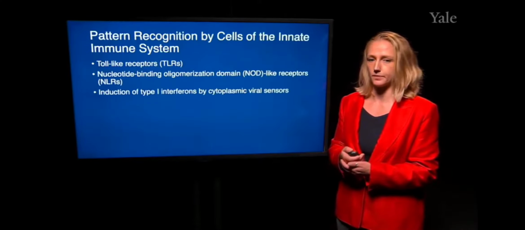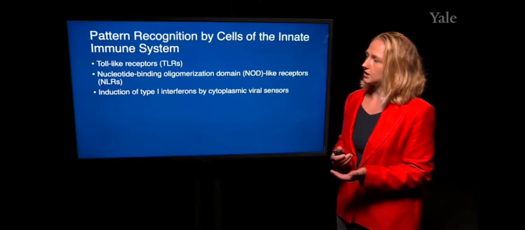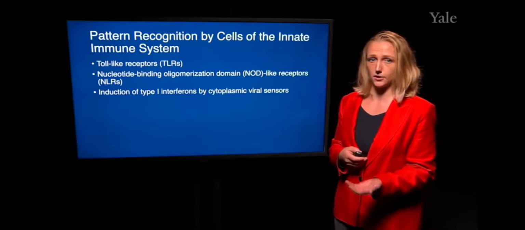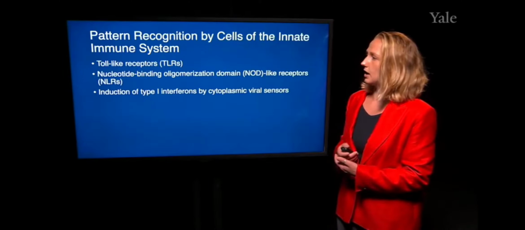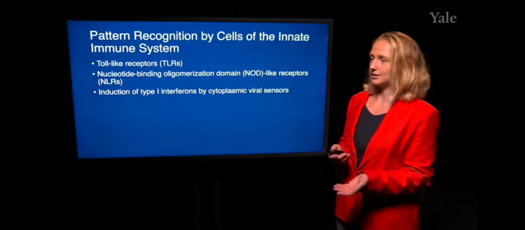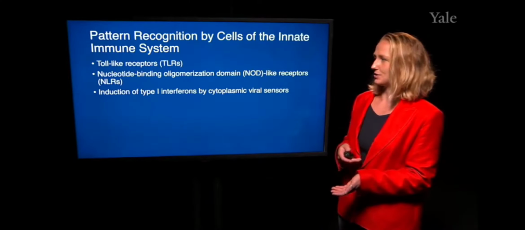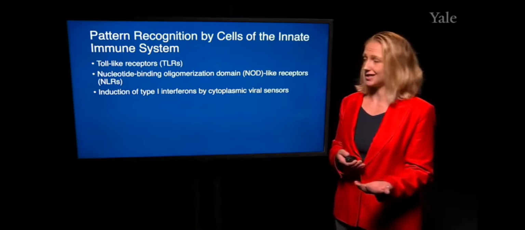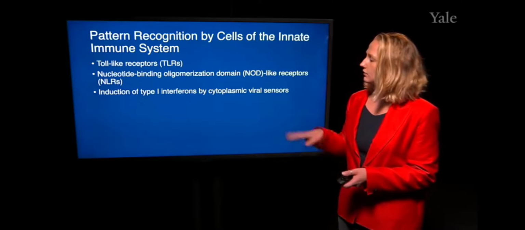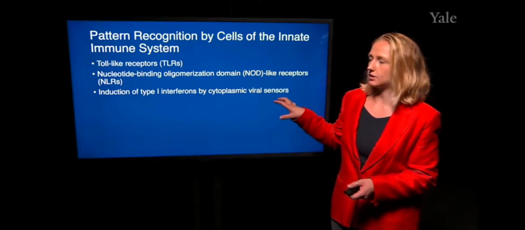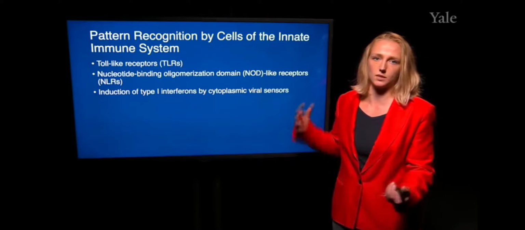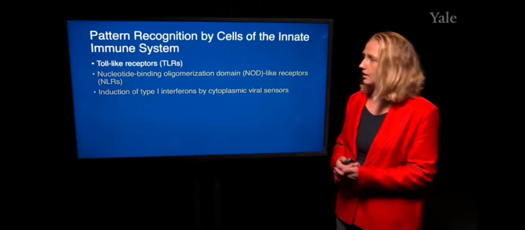So today we'll be covering toll-like receptors, or TLRs. We'll be covering nucleotide binding oligomerization domain-like receptors, or NOD-like receptors, or NLRs. And we'll be talking about a few cytoplasmic PRRs that induce what are called type 1 interferons. So let's start off with toll-like receptors.